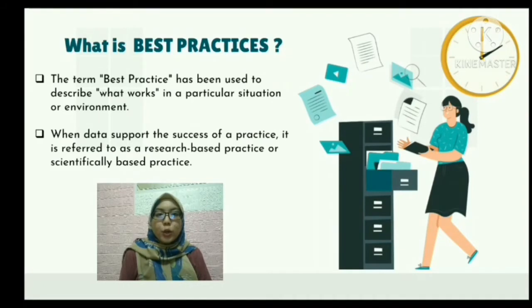First of all, what is the best practice? The term best practice has been used to describe what works in a particular situation or environment. When data support the success of practice, it is referred to as a research best practice or scientifically based practice.